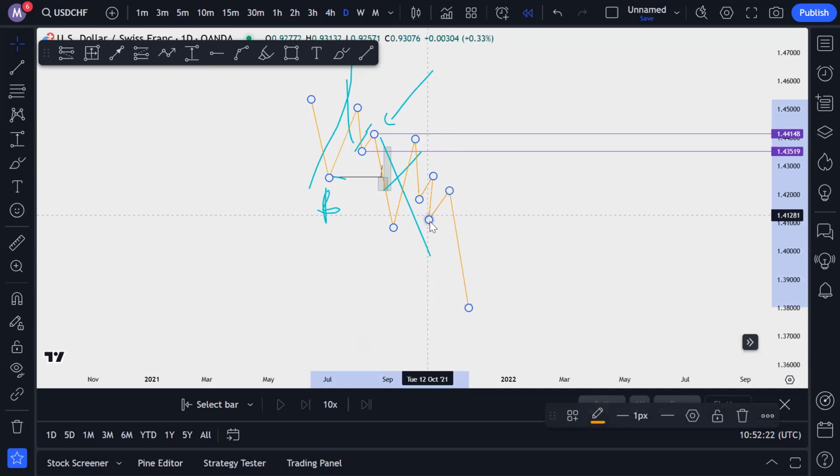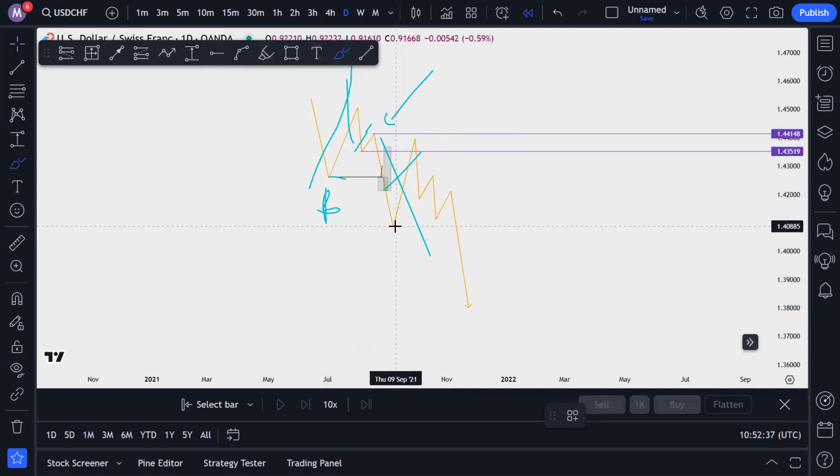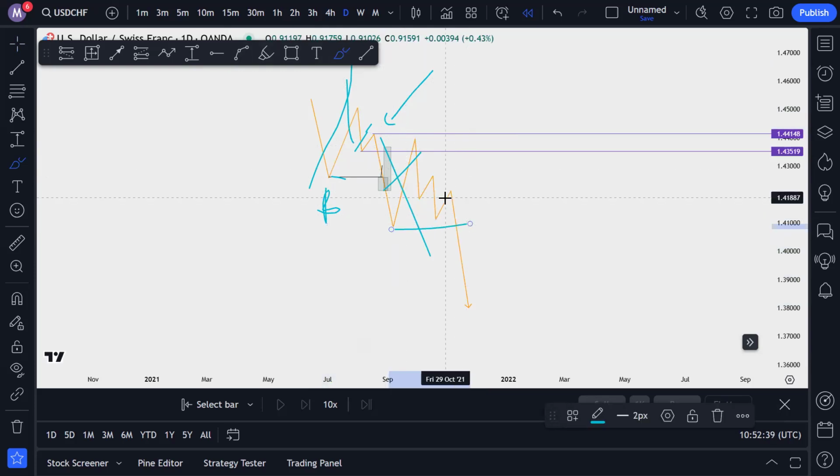The reason price tends to go and test those areas is that price must balance the market between the buyers and the sellers. So we have two formations here. We have this one and this one.